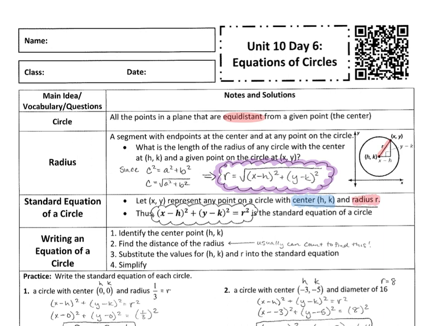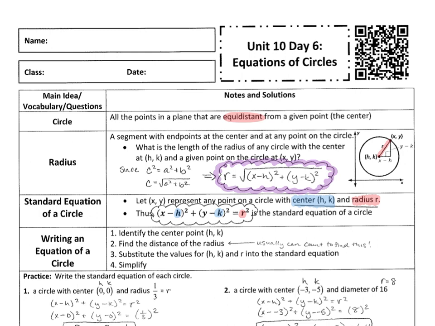Now, this formula looks kind of complicated, but all you're going to do is take the blue h and k values and plug them in where h and k are listed in the formula. And you're going to take the red radius value and plug it in where the radius goes. So it's like filling in any sort of formula that we've done before.